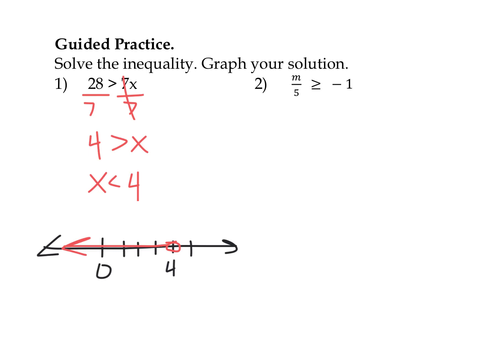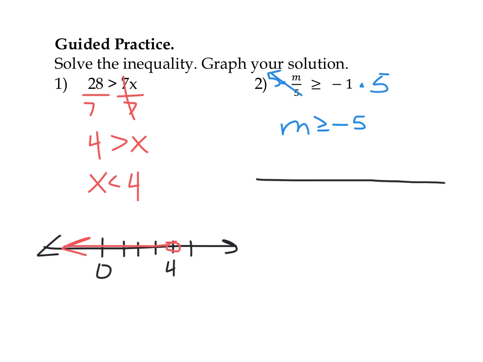In number 2 here, we have m over 5. So how do we solve m over 5? Well, dividing by 5, the inverse of that is multiplying by 5. And we have to do the same thing on the other side of the inequality. Now we'll get m is greater than or equal to -5. Right? So we have -1 times 5, which is -5.